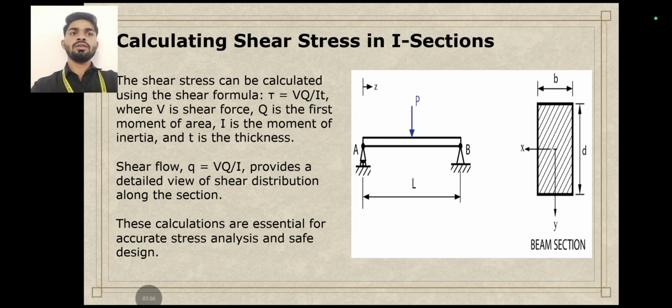Calculation of shear stress in I section. The shear stress can be calculated using the shear formula, tau equals V Q by I t, where V is the shear force, Q is the first moment of the area, I is the moment of inertia, and t is the thickness. Shear flow q is equal to V Q by I. This provides detailed views of the shear distribution along the section. This calculation is essential for accurate stress analysis in beam design.